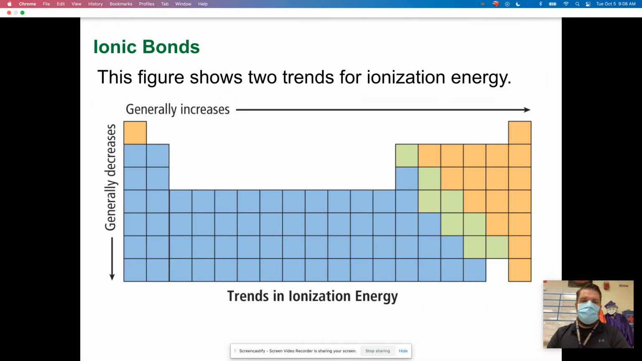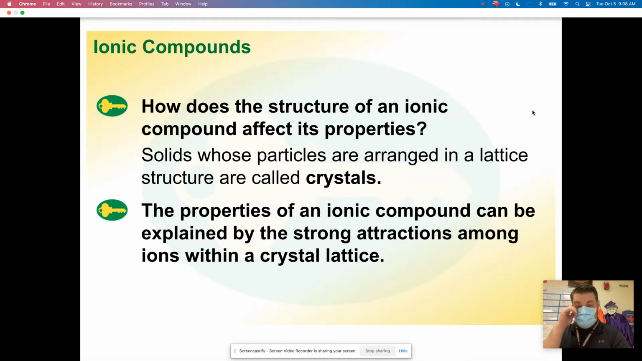So this figure shows 2 trends in ionization energy. Basically, generally, it will decrease as we go down, and the ionization energy will increase as you go to the right. So how does the structure of an ionic compound affect its properties? Well, the solids whose particles are arranged in a lattice structure are called crystals.